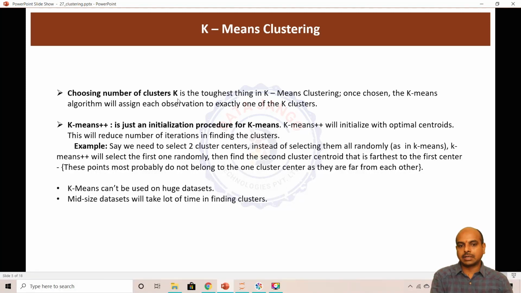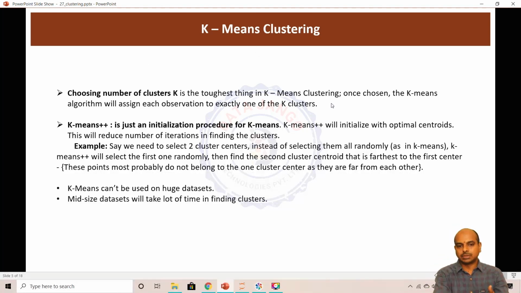Choosing the number of clusters k is the toughest thing in k-means clustering. What we do is start with 2 clusters, build a model, and see the within cluster sum of squares, then 3 clusters, 4 clusters, like that. You build maybe 5, 6, or 10 models with 2, 3, 4, 5, 6 clusters, and wherever you get the within cluster sum of squares less, you choose that as the best k for the algorithm.